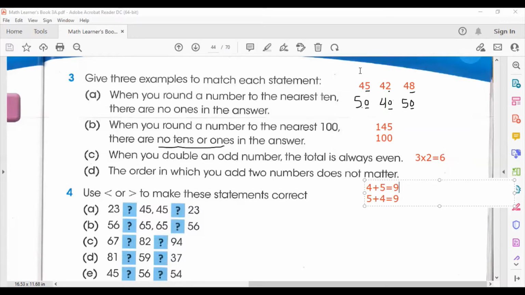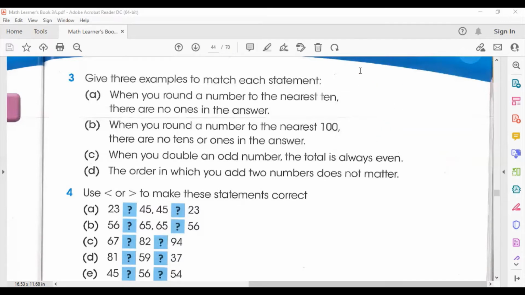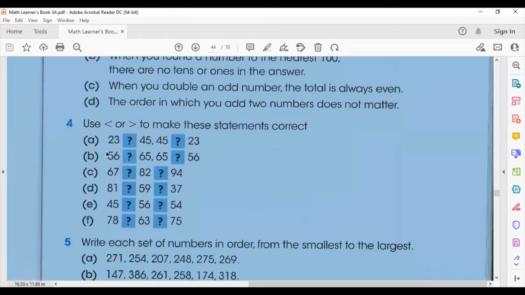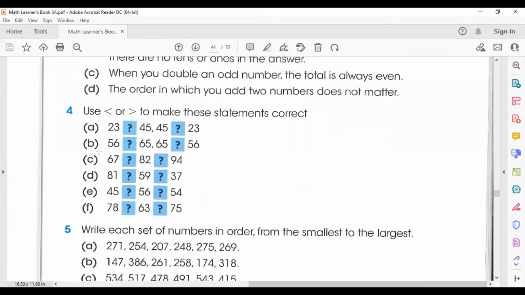Okay, let's do the next part. Question number 4. Less than or greater than. Easiest thing, you just need to know a little bit. It's just like a mouth. You need to open this mouth on the side where you see the big number. You need to see both sides. Which side is bigger? Open the mouth on that side.